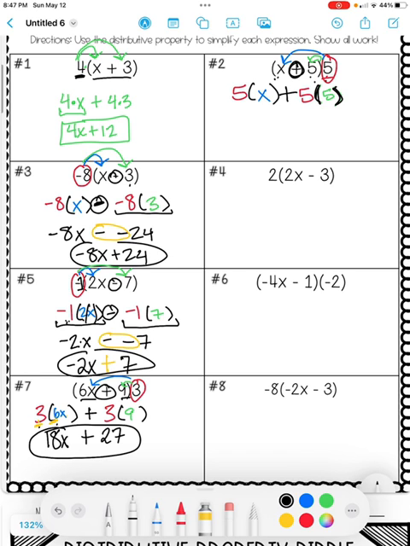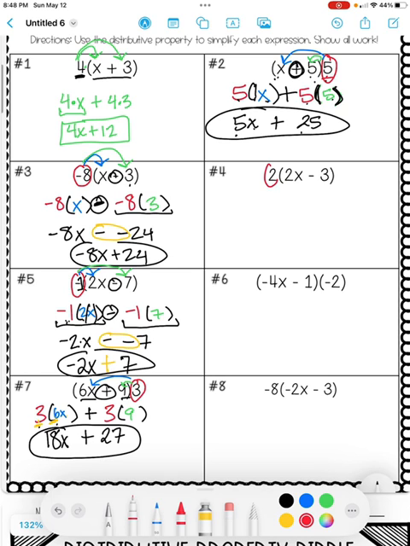So we've got 5 times x, which is just 5 x's. We have 5 1x's, so 5 times 1 times x is just 5x. And then 5 times 5 is 25. This was over a plus sign. I've got 5x, a variable term, and 25, a constant term. I cannot combine those, so I'm done now. I have this as simplified as possible. Now we're looking at number 4.